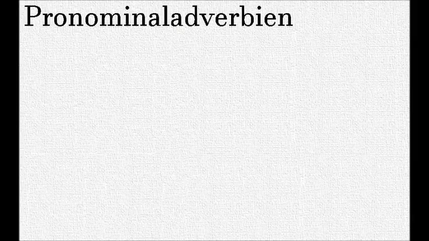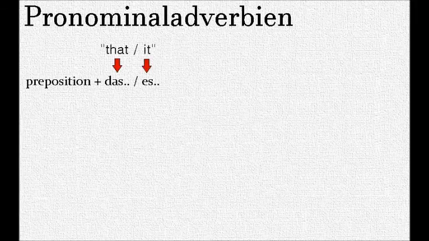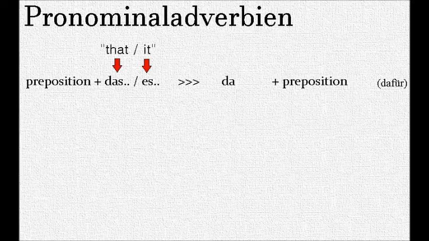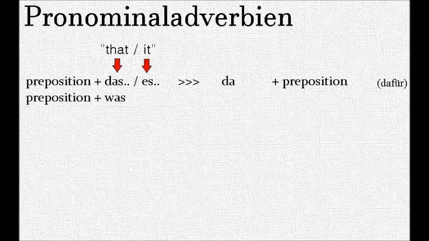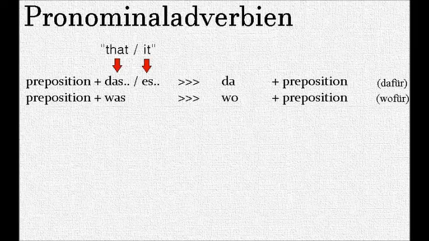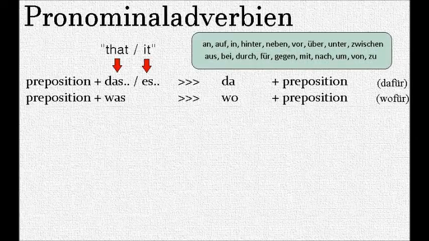Let's look at what we've learned. If you combine some prepositions with that or it in German, they become da plus the preposition. For example, dafür. If you combine these prepositions with was, they become wo plus the preposition, like wofür. The prepositions that change like this are an, auf, in, hinter, neben, vor, über, unter, zwischen, aus, bei, durch, für, gegen, mit, nach, von, zu.